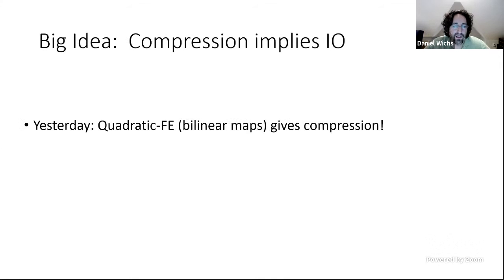And in the talks you saw yesterday, one of the big central components that already gives you this type of compression is quadratic FE. It already gives you compression for some functions, for quadratic functions. It's nice. You provably get compression.